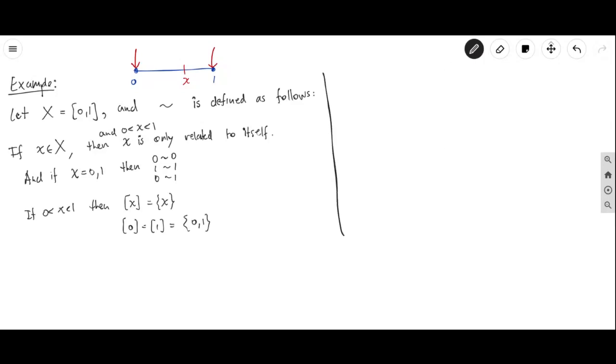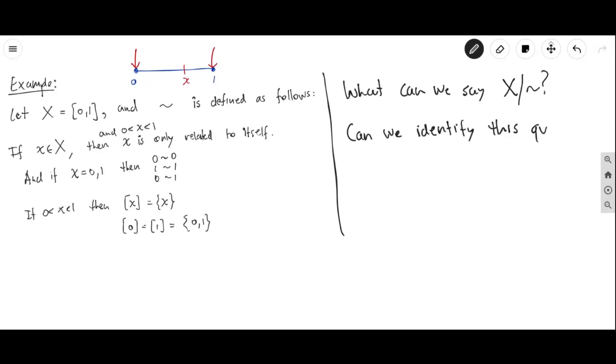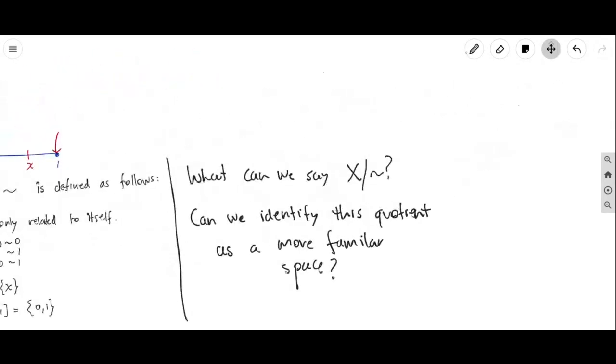And then we can form this quotient, X tilde, by this relation. What can we say about it? More specifically, can we identify this quotient as a more familiar space?